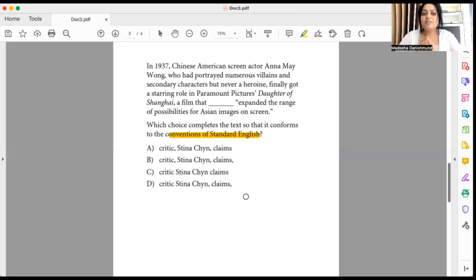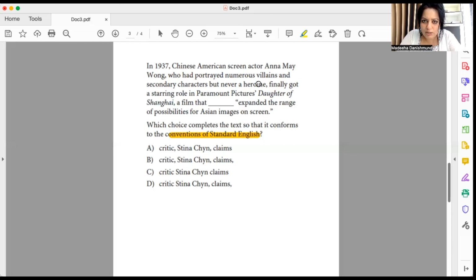By default, what is a non-essential phrase? It is any phrase that, if you remove it from the sentence, still makes sense, correct? Also, whenever it's a non-essential phrase, it will have either commas on either side of the phrase, or parentheses, or dashes. Let's see what's happening over here. Now we have to decide whether the critic, the designation, or the name Steiner Chine is essential in the context of the passage.